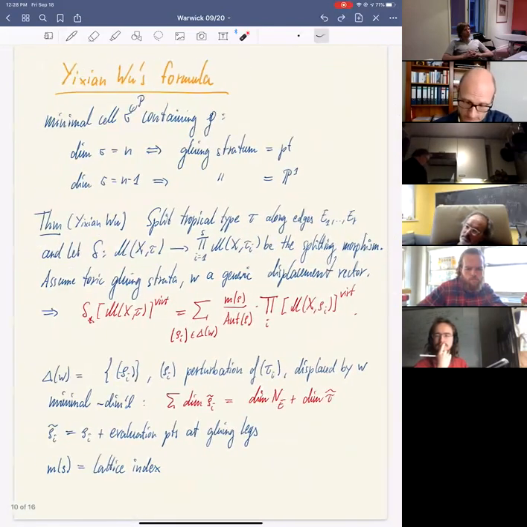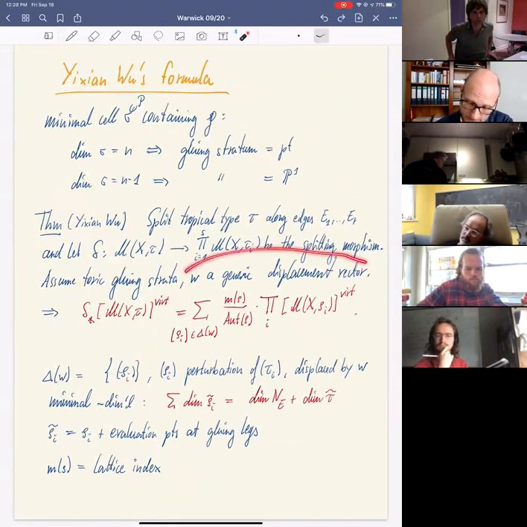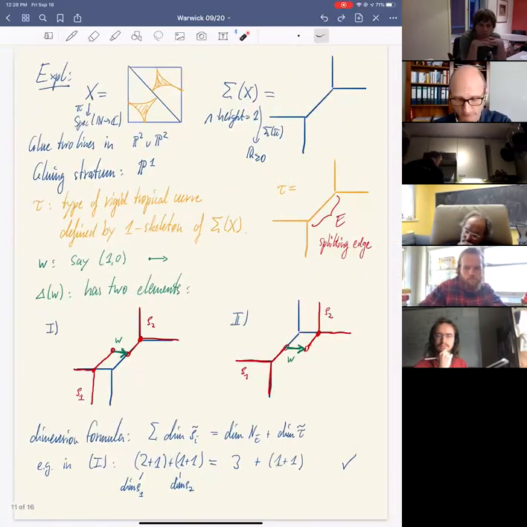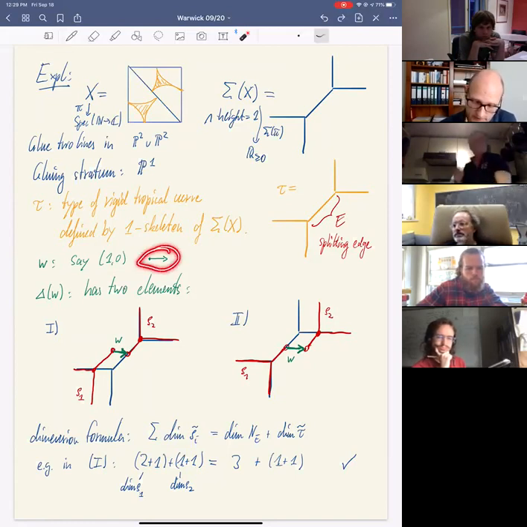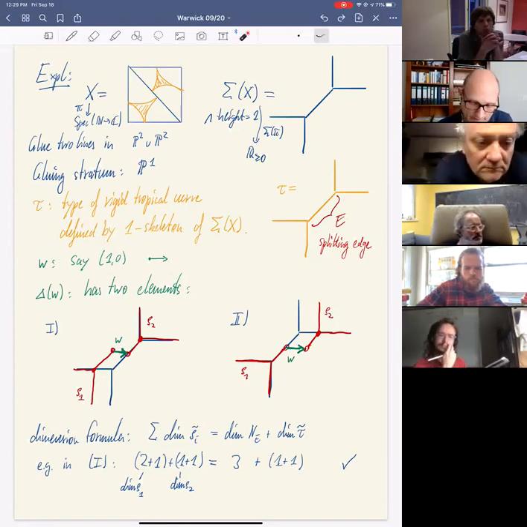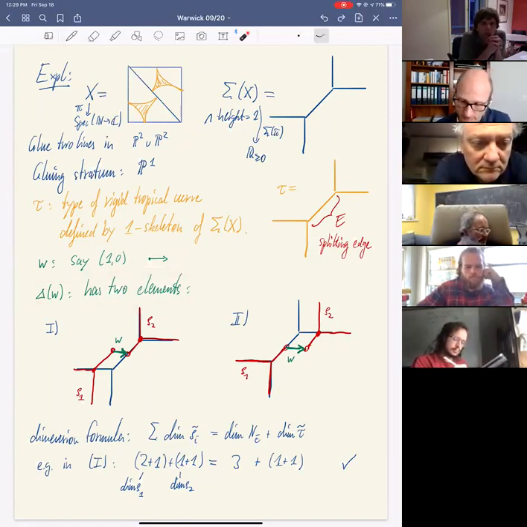So the formula depended on the choice of a generic displacement vector, and that's where the formula becomes, I think, especially useful, because you can choose your displacement vector however you like. Okay, you can adapt your displacement vector to your special geometry. So here it doesn't matter much, but in the application it will. So let's say we take as displacement vector here something like 1, 0. And then delta of W has 2 elements. So we have to split that curve apart.